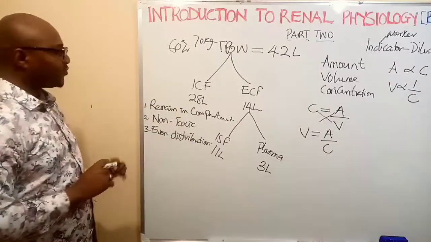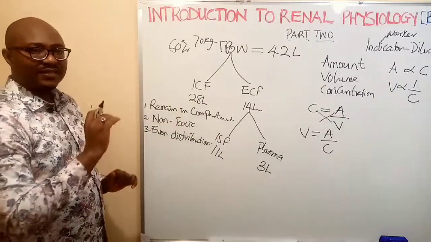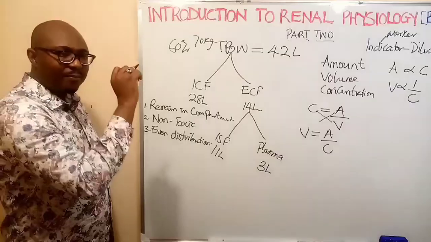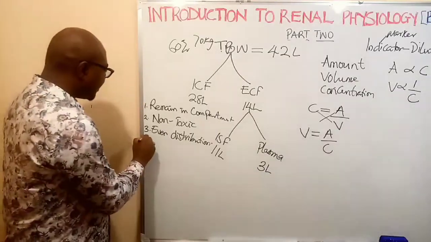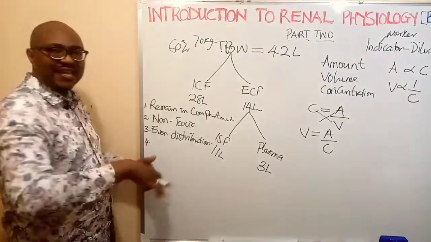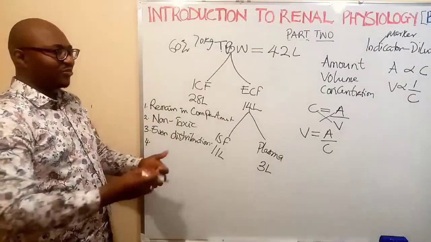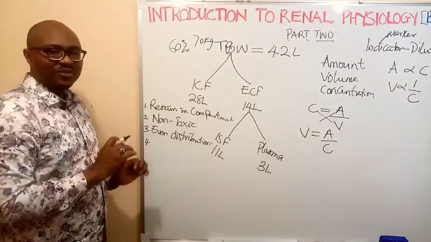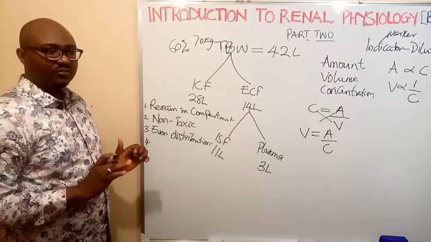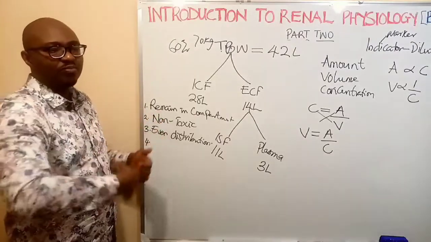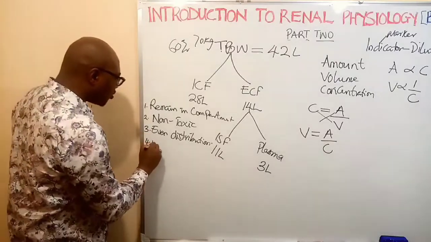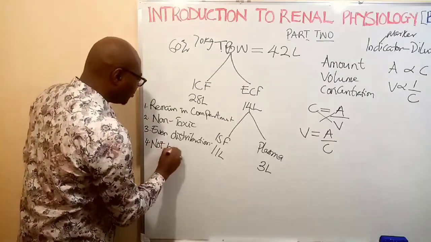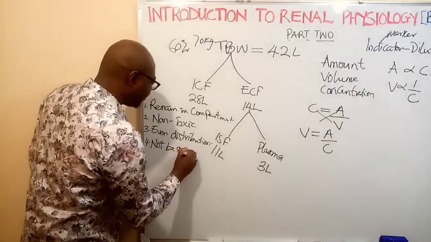Okay? So another property that this marker, another criteria it has to fulfill, is that it should not be easily excreted. So when you inject that substance into the body, maybe 5 minutes later, more than half of it has been excreted, you will get wrong result. So it should not be easily excreted.